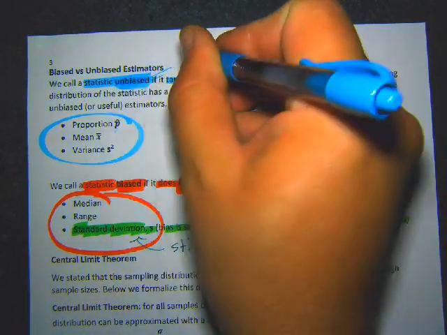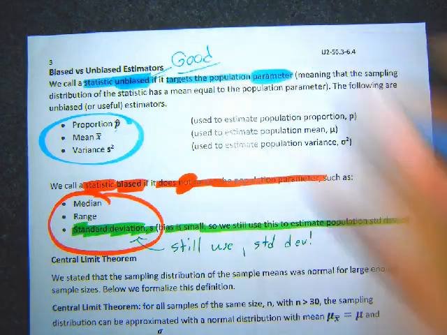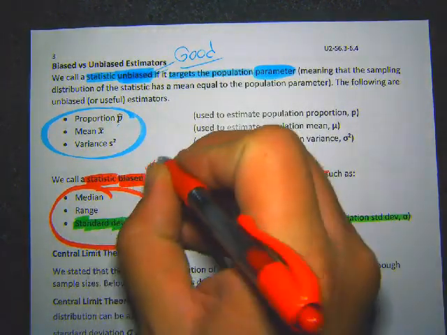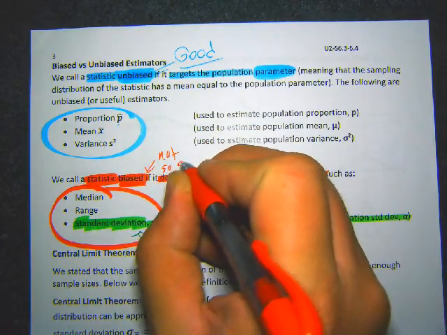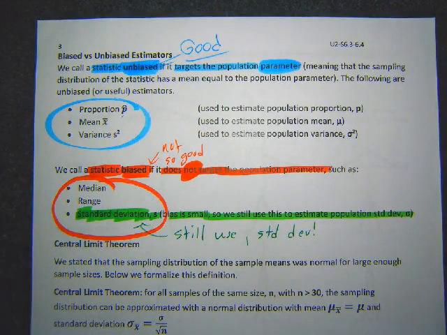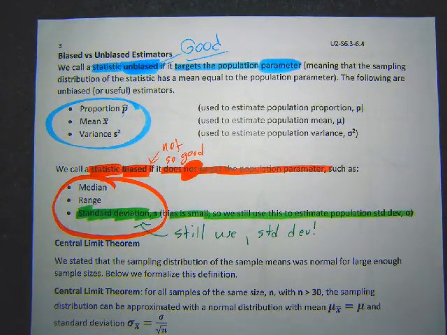So these are good, and these are not so good. These biased ones are not so good. They're not good estimators. So again, if we can, we prefer to work with the good ones, but sometimes we'll have to work with things like standard deviation, and we'll deal with them when we have to. Probably we'll never use range or median because they are not good, so we'll just avoid those.